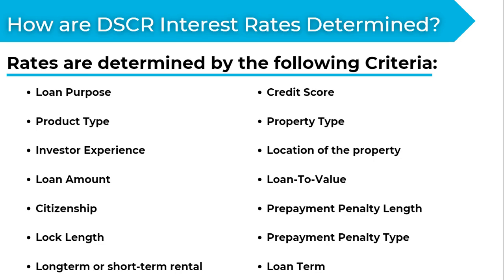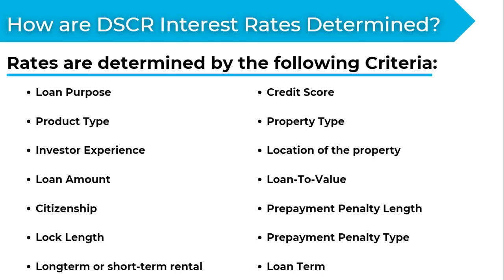The citizenship of the borrower, the lock length. When you go out there to purchase a property, at a certain point you lock your loan, or even if you're refinancing, essentially that's locking you into that day's rate. That means you can have a 15-day lock, a 30-day lock, a 45-day lock. The longer the lock, the riskier it is to the lender because they're going out further and further, meaning the rate is going to be slightly impacted the longer the lock.